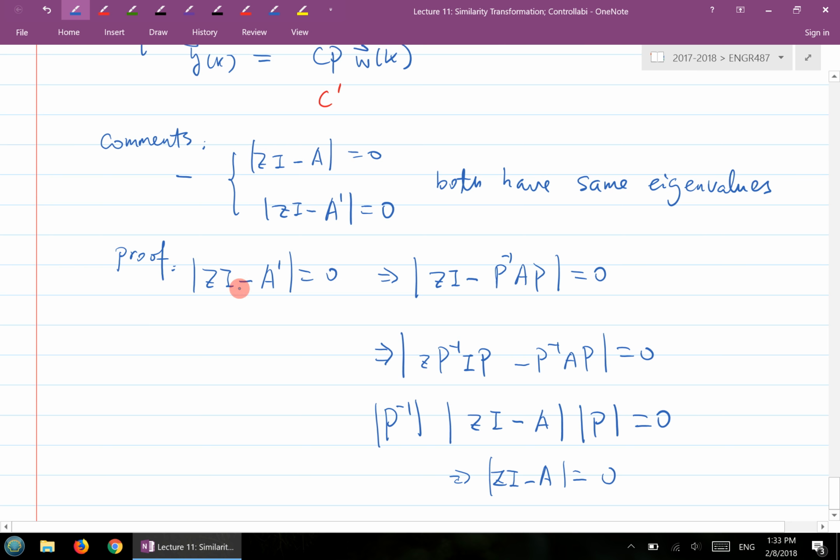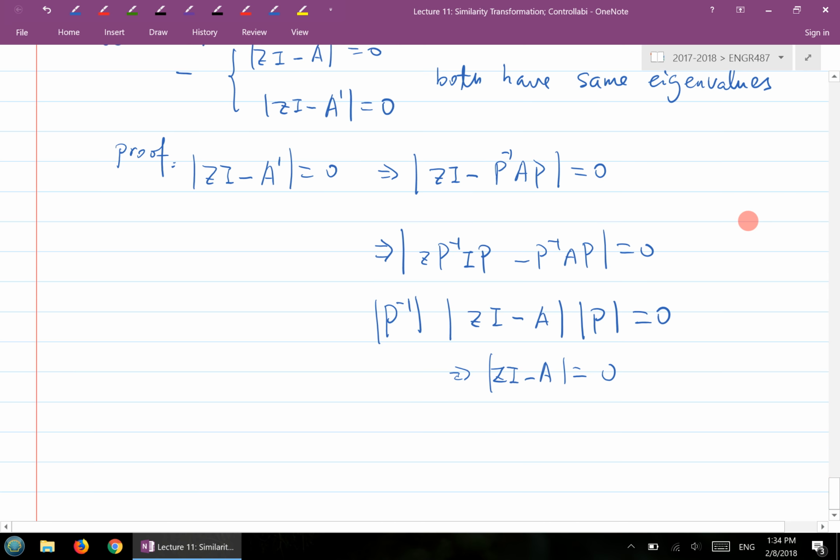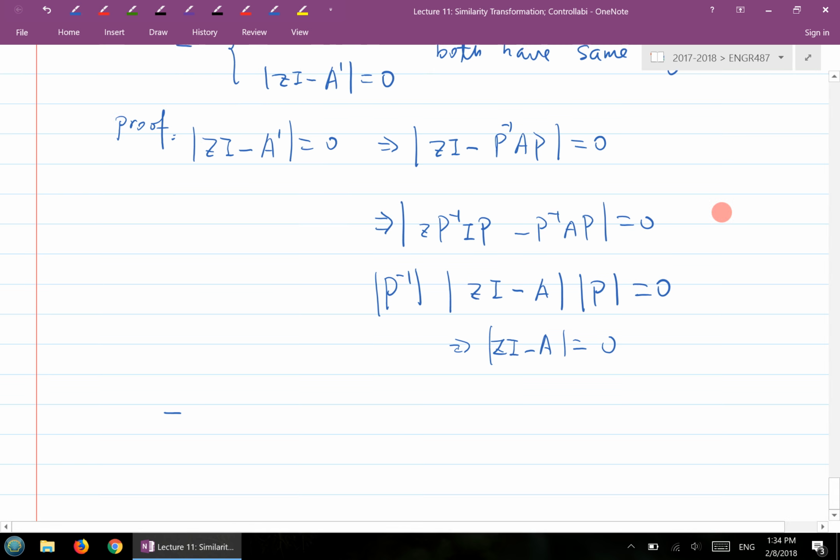You can basically cancel this. It's like 2 times x equal to 0, or 2 times x minus 2 equal to 0. The only solution is x minus 2 equal to 0, right? So that constant is gone. That shows you the idea: even though they have different system matrices, the eigenvalues are the same.